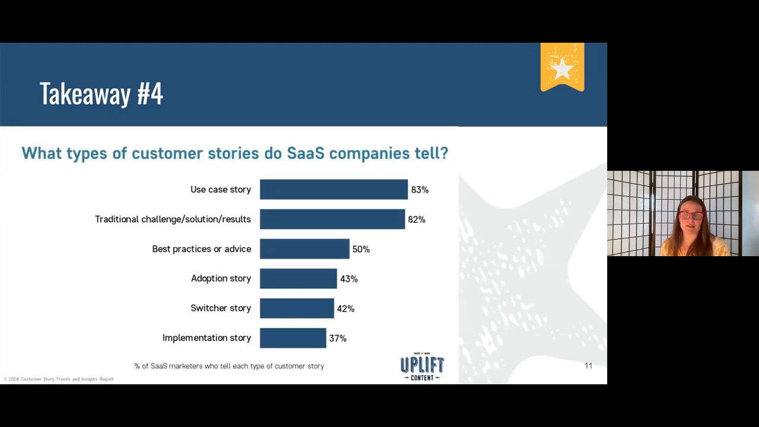Here are the different kinds of stories that we provided as an option for people to select. So we had use case stories, which came in at the highest percentage. And then we have the more traditional challenge solution results. We have the best practices or advice style story. We have an adoption story, switcher stories, and implementation stories.